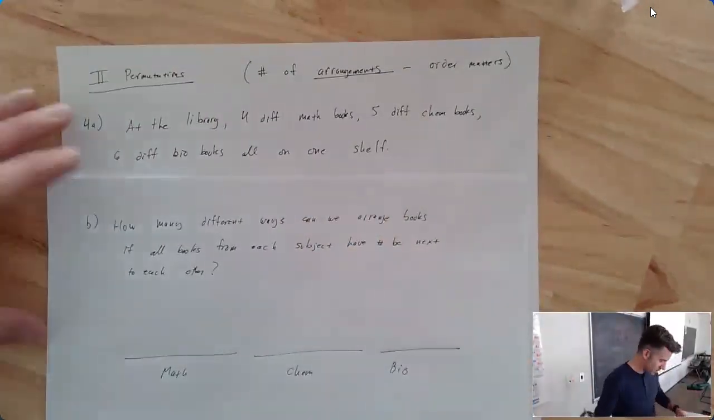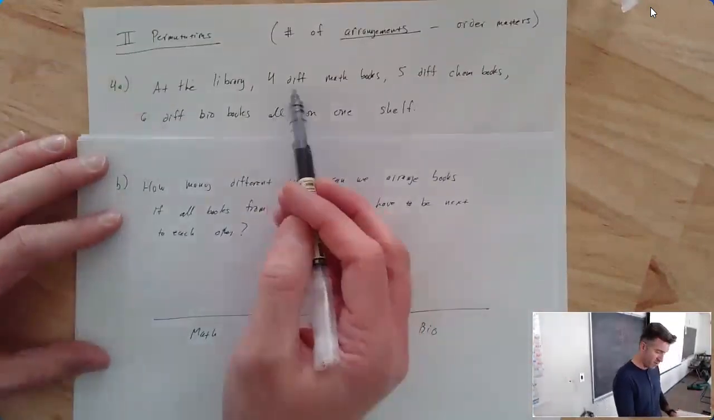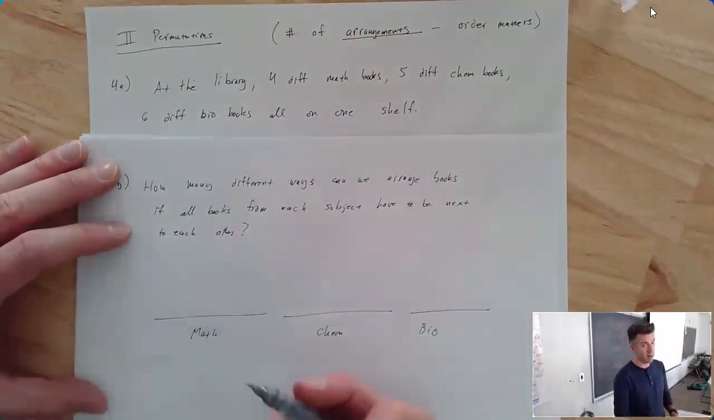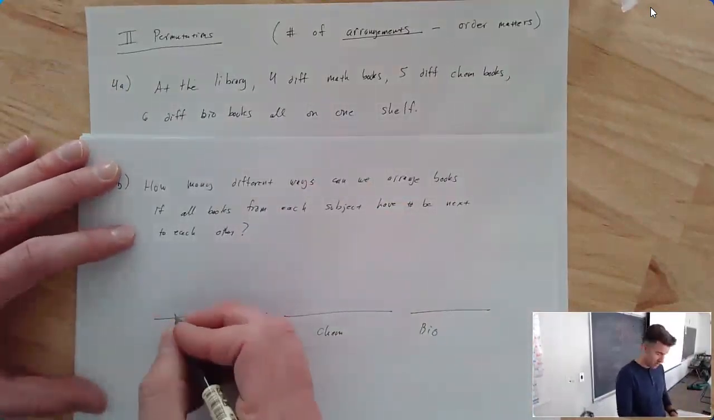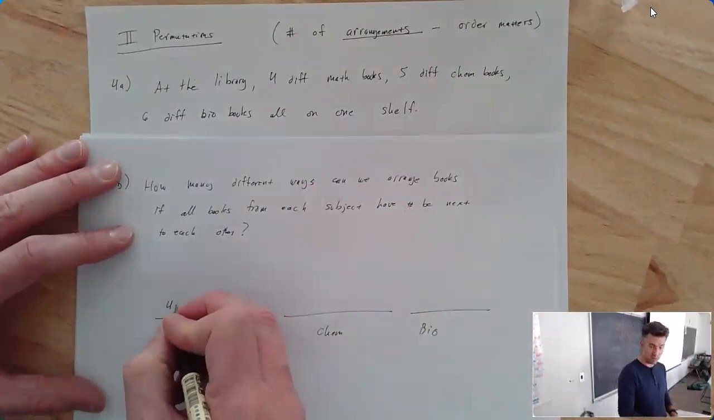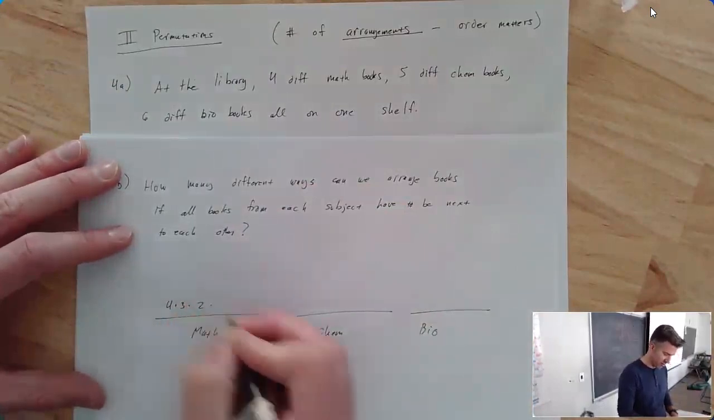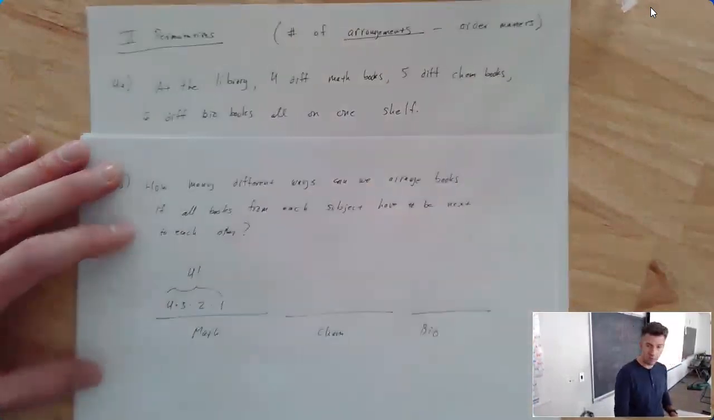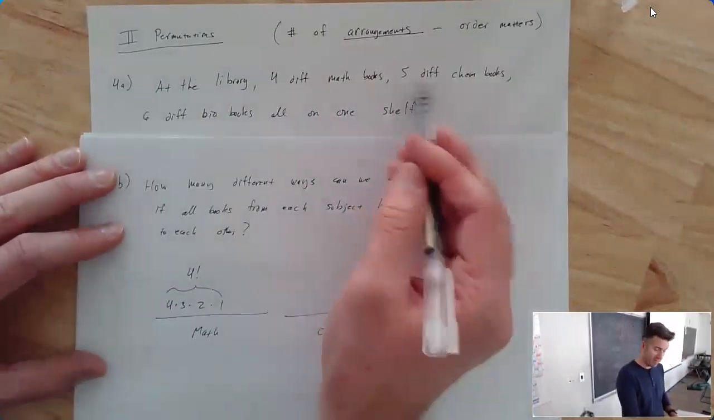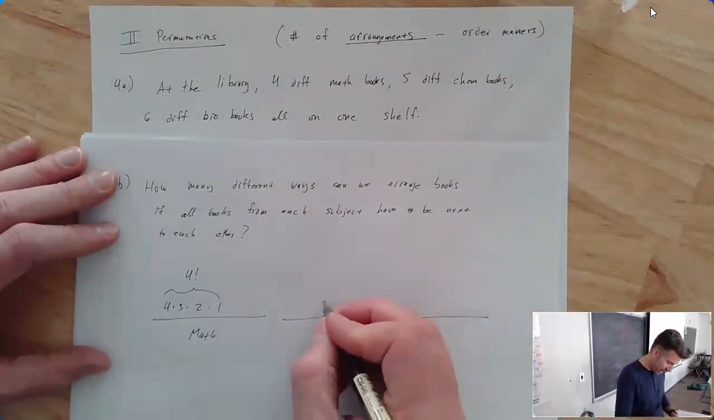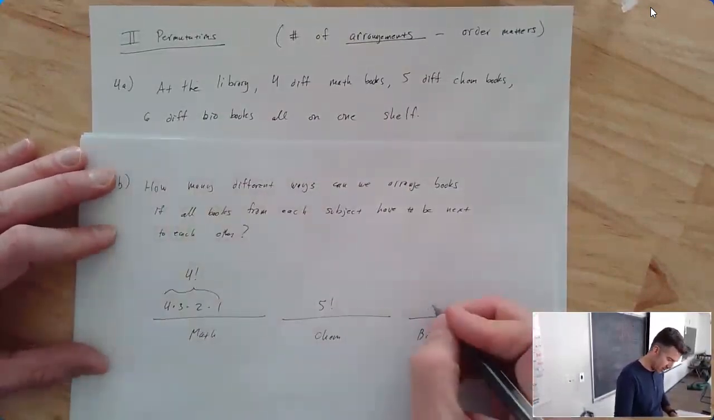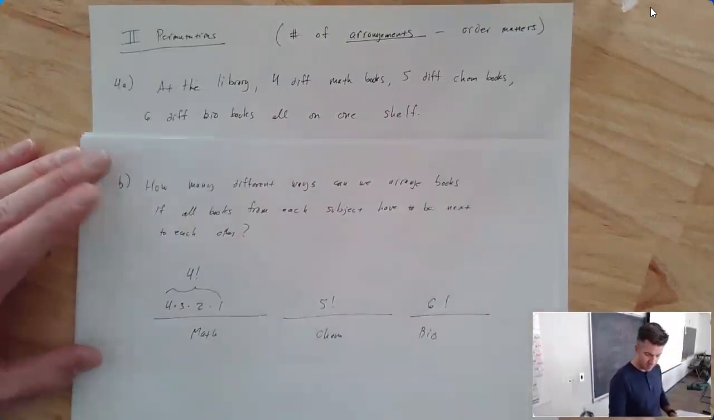I'm sorry. So there were 4 different math books. If I want all the math books next to each other, I don't care what specific order they're in. So the number of ways I can arrange them is 4 choices for the first spot, 3 for the second spot, 2 for the third spot, and 1 for the fourth, or more specifically, 4 factorial. And then there were 5 different chemistry books, so there are 5 factorial ways of ordering them. And then there were 6 different biology books, so there are 6 factorial different ways of ordering them.